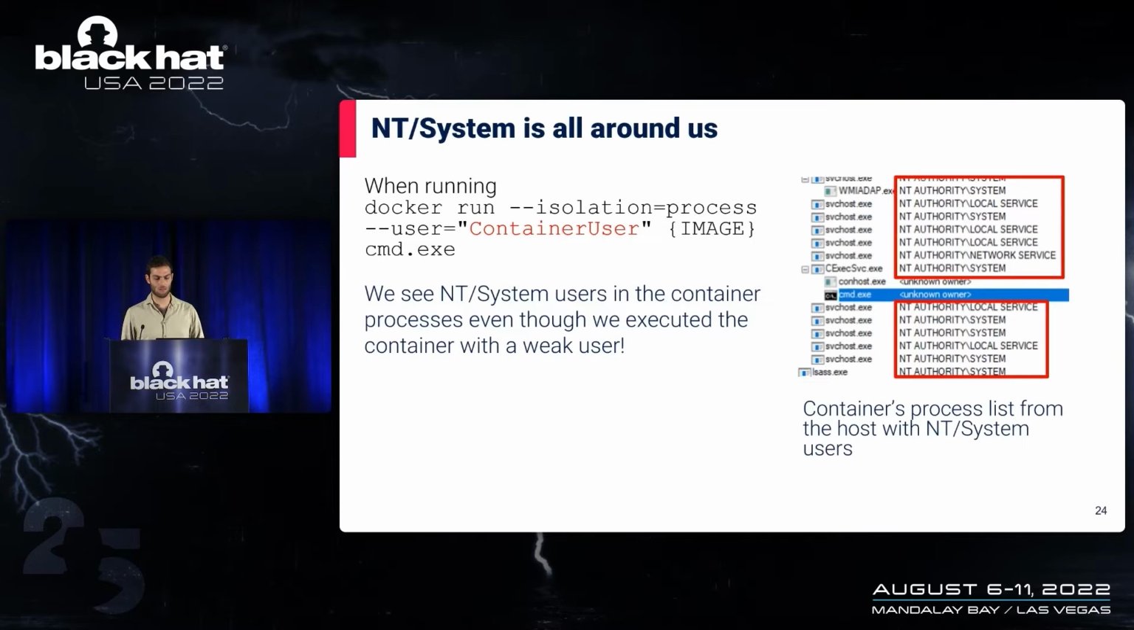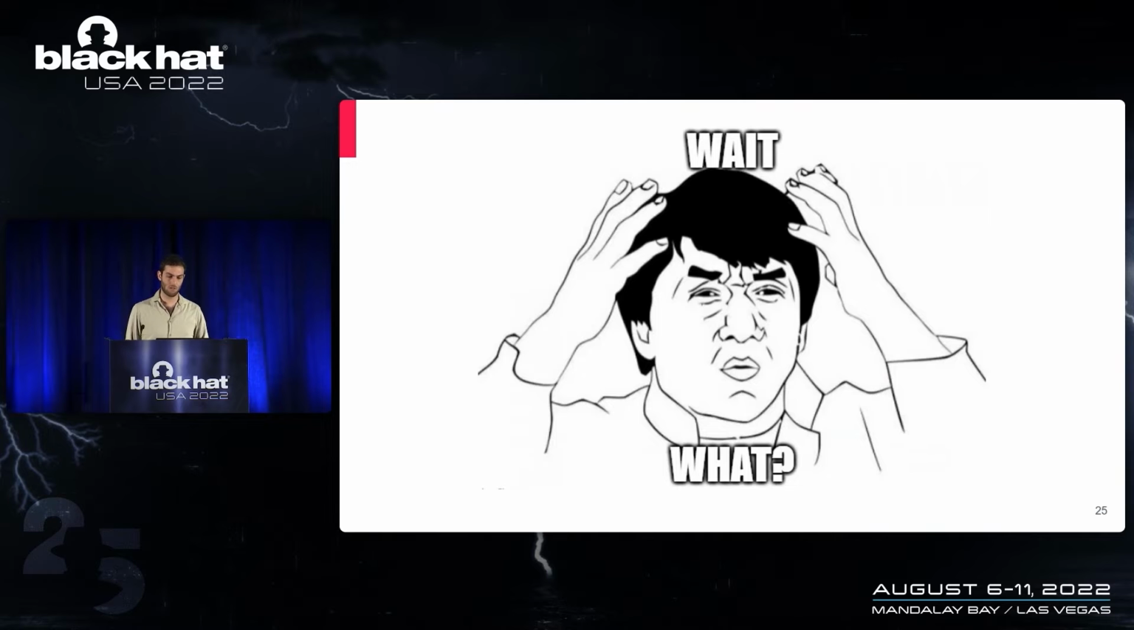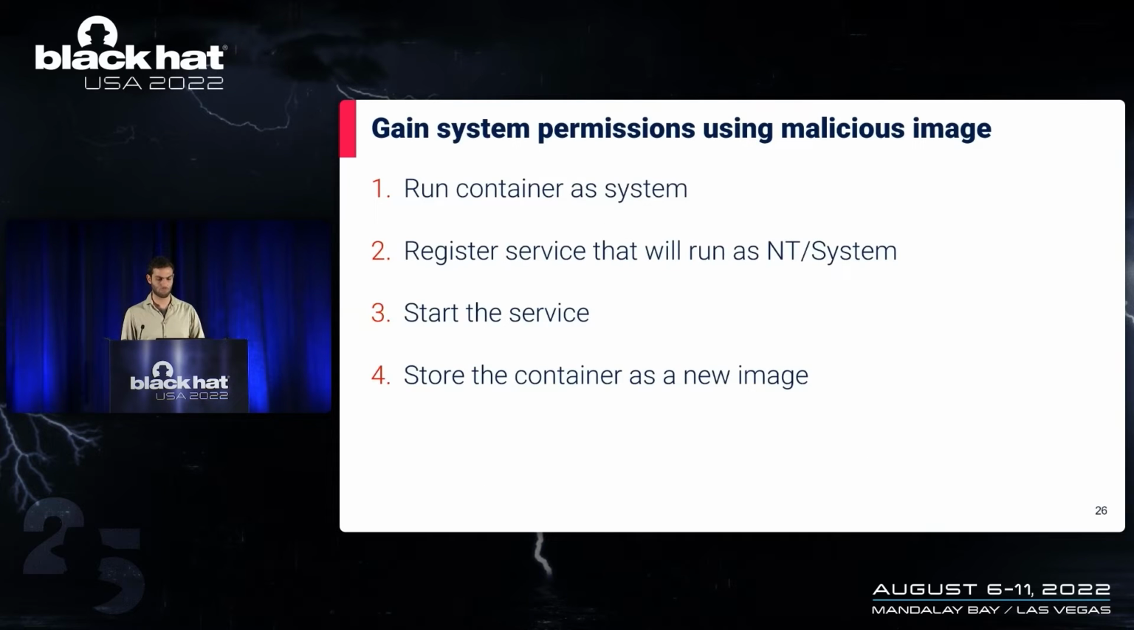It means that the container can communicate with processes with system permissions. And more interestingly, these processes are loaded from the container image itself that we can control. So no matter what the user flag indicated, it means that we can gain system permissions. So let's understand how to use this discovery and gain real system permissions.